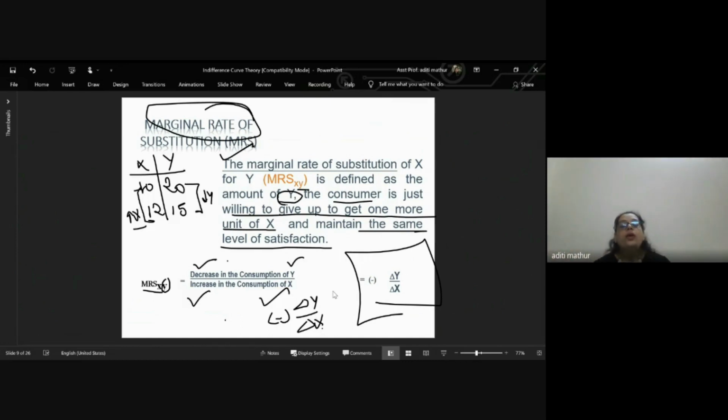Why are we doing so? Because we have to maintain the same level of satisfaction. To maintain that same level of satisfaction and come up with the different combos, you sacrifice one for the other. If I have to calculate MRS of YX, it will be the decrease in consumption of X over the increase in consumption of Y, right? It's vice versa. If you learn one, you will get the other. So this is your marginal rate of substitution.